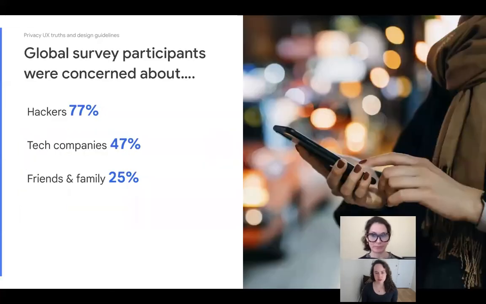We've also seen similar trends at a more global scale in a large-scale international brand blind survey Google's central privacy UX team runs. Globally, participants are concerned about a range of threats, including hackers, tech companies, and friends and family members.